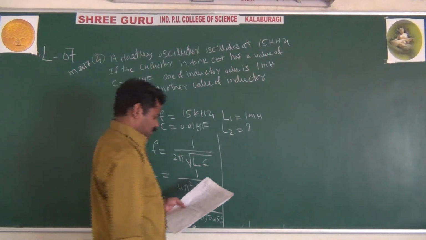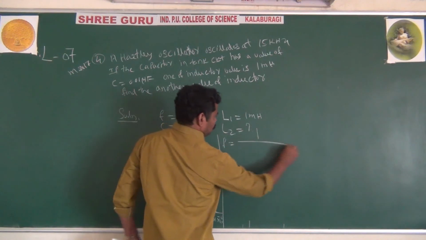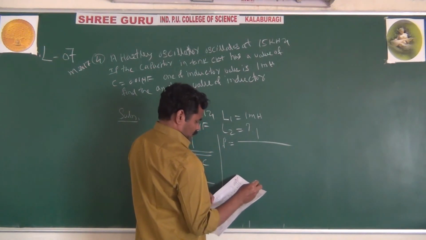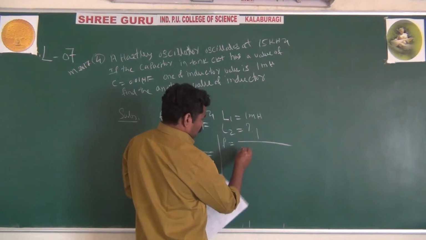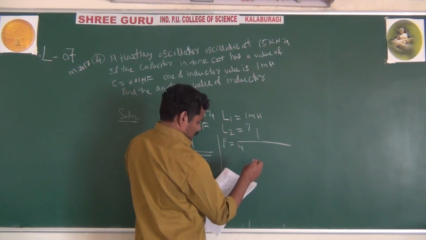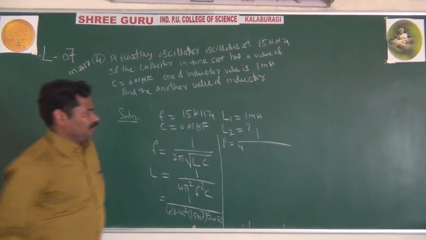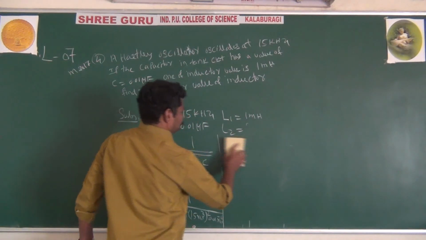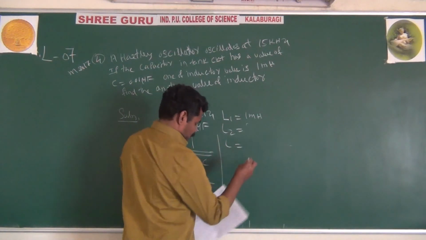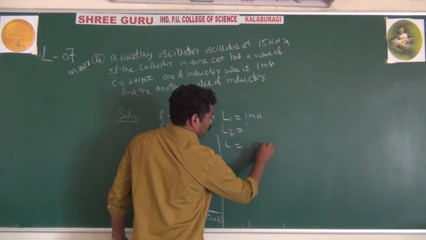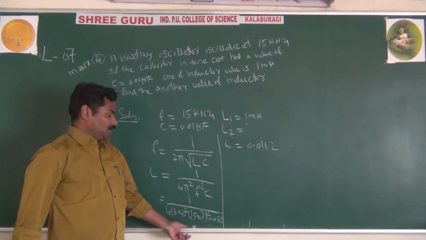And after simplifying it, we may get L is equal to 1 divided by 4 into 3.142. Not necessarily, you can write directly, because we have already done so many problems. Then after simplifying it, we may get L is equal to 0.0112. And this is your L value.